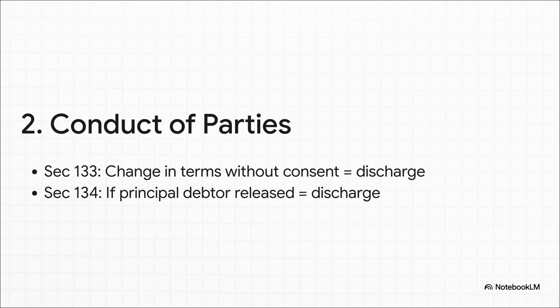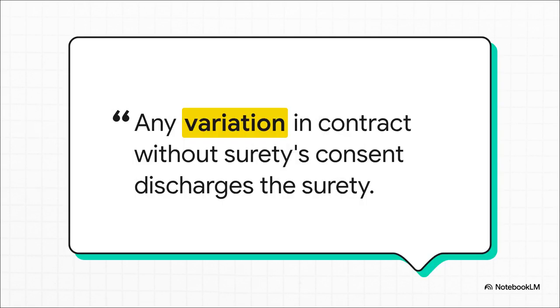Furthermore, under Section 134, if the creditor legally releases the principal debtor, the secondary liability of the surety vanishes instantaneously. Holme v. Brunskill. Instruct your pen to underline this case name heavily to capture attention. Here is the deep breakdown you are going to write.